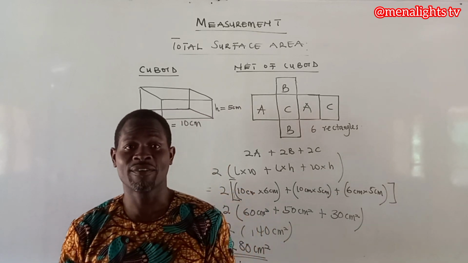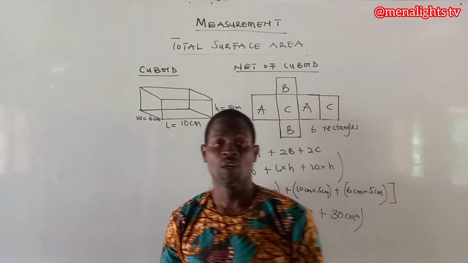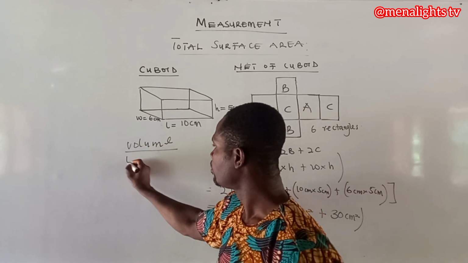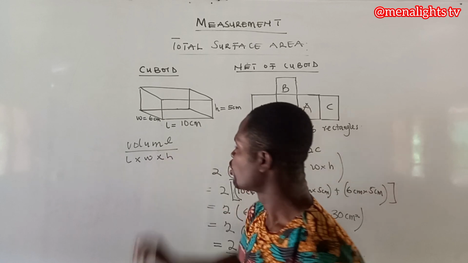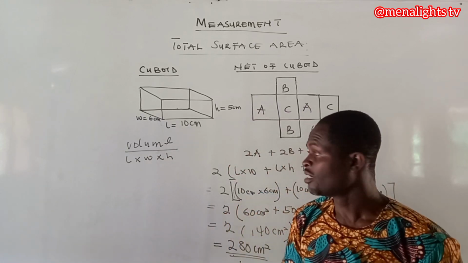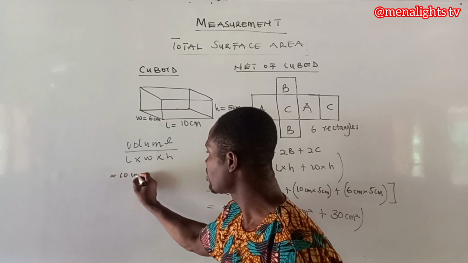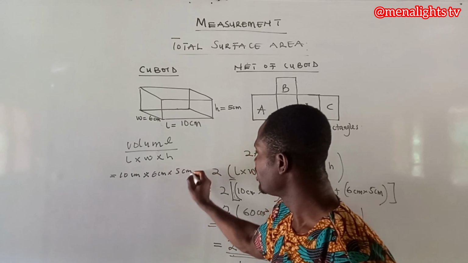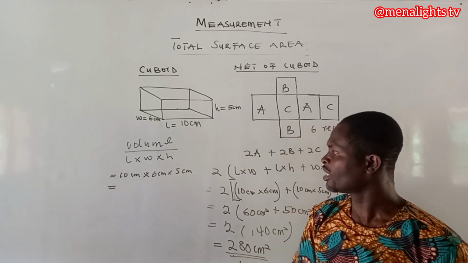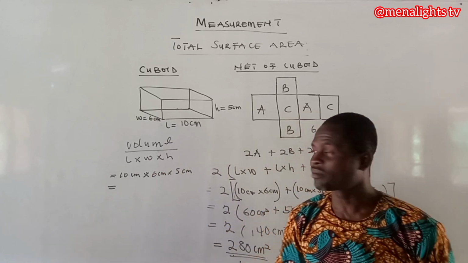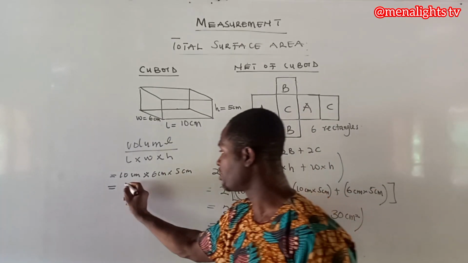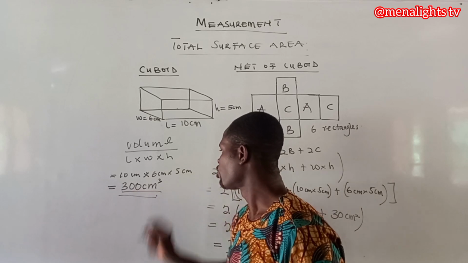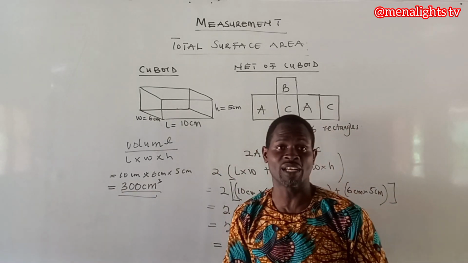So to find the volume, we use the volume formula for a cuboid: the length times the width times the height. So our length is 10 centimeters, the width 6 centimeters, and the height 5 centimeters. So 5 times 6 will give us 30, and 30 times 10 will give us 300. So our volume is 300 centimeters cubed.